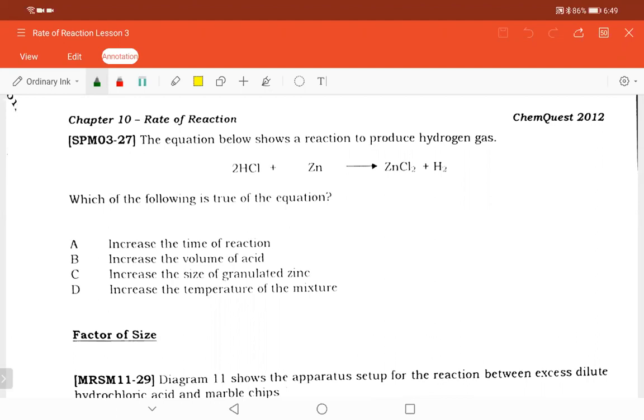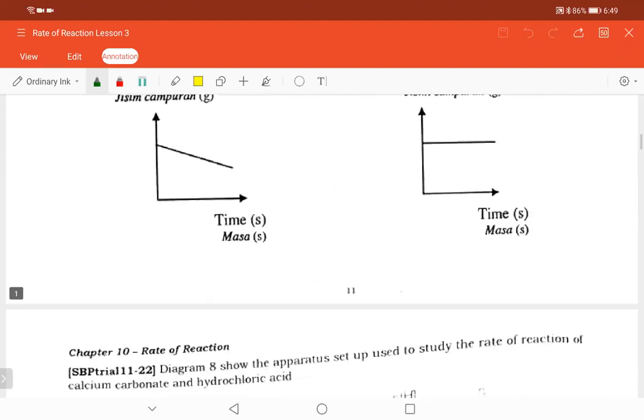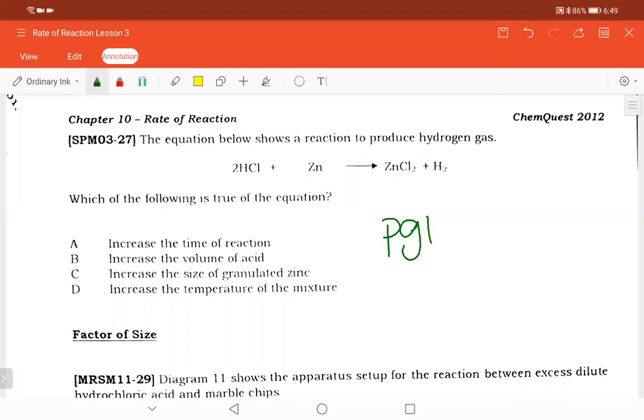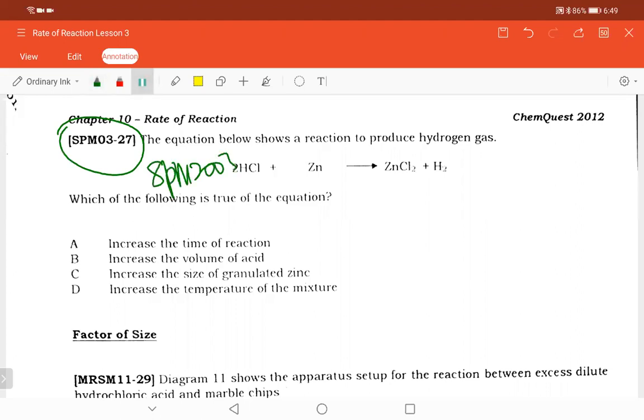First of all, turn to page 11. Let's have a look at how the question works. Page 11, look at the first question. This is SPM 2003. We need to modify this question a bit.